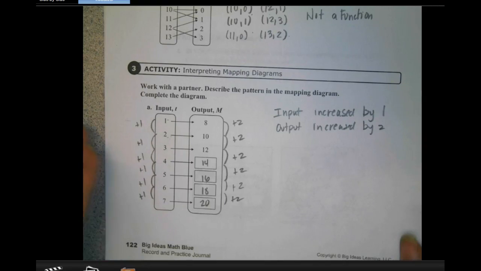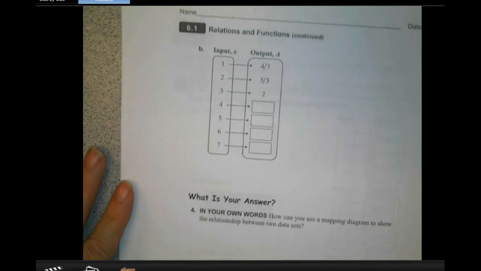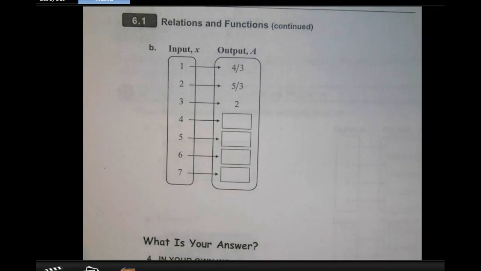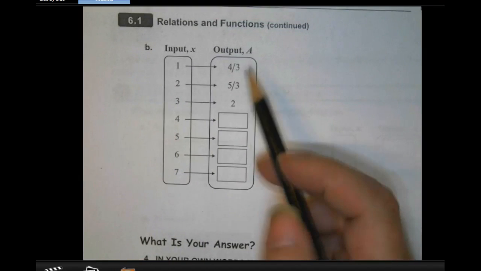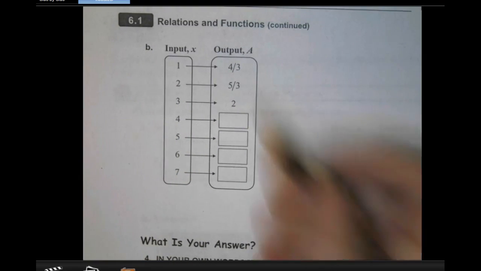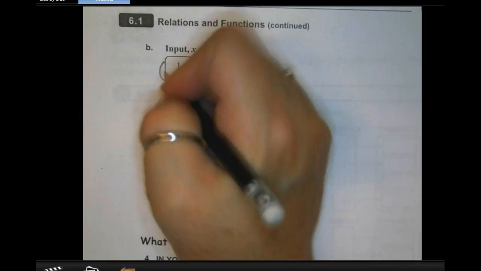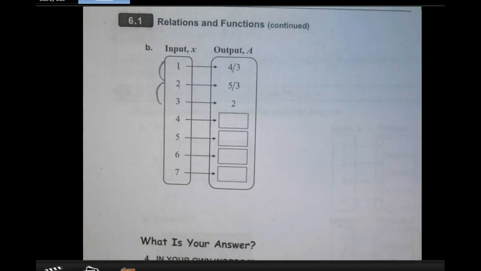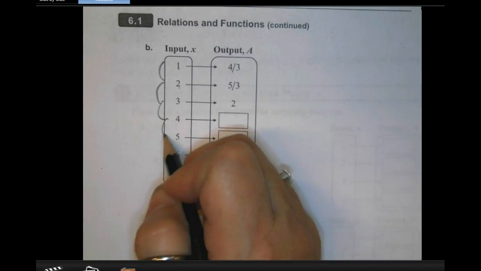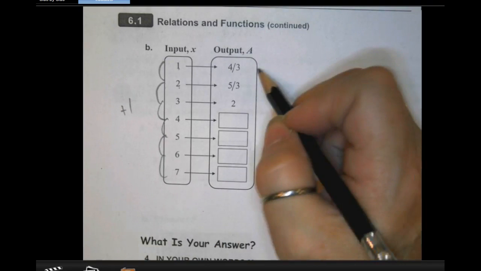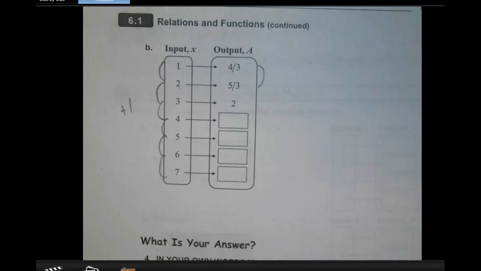So let's go ahead and look at the last one that we're going to do together. All right, so this time I have fractions, but that's fine. If I went from 1 to 2, what is my change here? Plus 1. So 1 to 2 is plus 1. What about 2 to 3? Plus 1. 3 to 4? Plus 1. 4 to 5? 5 to 6? Plus 1. They're all plus 1. So this is going to be plus 1. What is my change from 4/3 to 5/3? Plus 1.